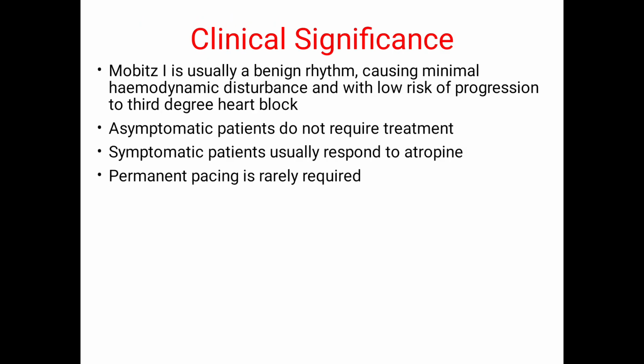Mobitz type 1 second degree heart block is usually benign. It causes minimal hemodynamic disturbance, and it has a low risk of progression to third degree heart block. Asymptomatic patients do not require any treatment, but the symptomatic patients usually respond to atropine, and permanent pacemaker is rarely required.